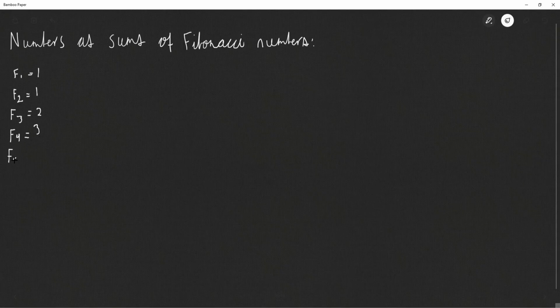So continuing, F5 is going to be equal to 5. F6 is going to be equal to 8. F7 is going to be equal to 13. F8 is going to be equal to 21. F9 is going to be equal to 34. F10 is going to be equal to 55. And our last one that we'll have is F11 being equal to 89.